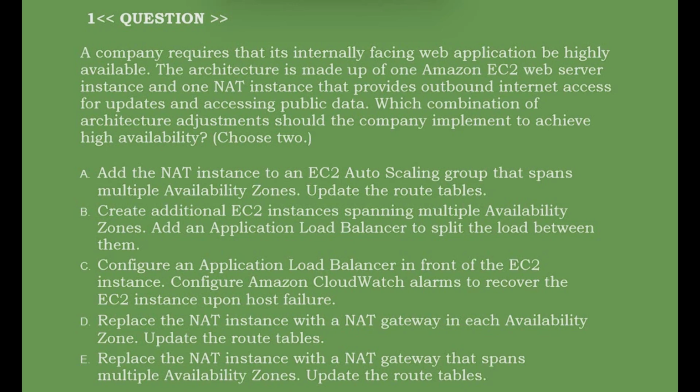Option C: configure an application load balancer in front of the EC2 instance. Configure Amazon CloudWatch alarms to recover the EC2 instance upon host failure. Option D: replace the NAT instance with a NAT gateway in each availability zone. Update the route tables. Option E: replace the NAT instance with a NAT gateway that spans multiple availability zones. Update the route tables. Correct answer is option B and option E.